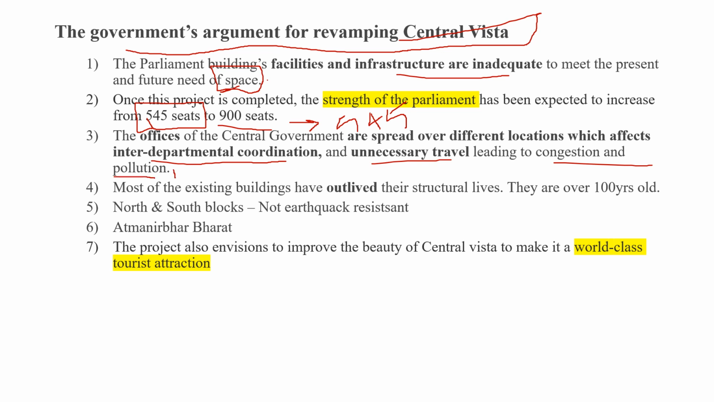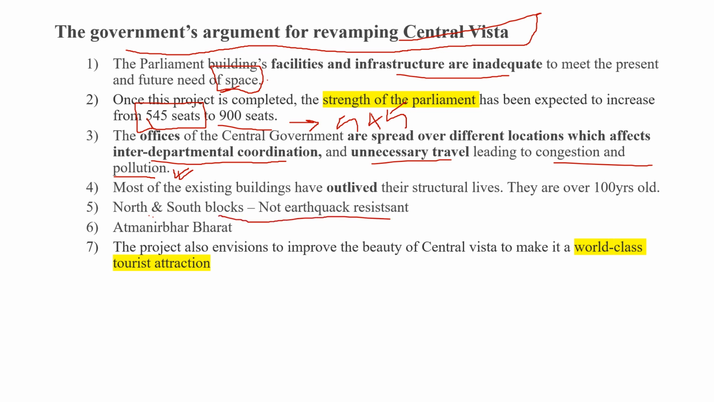You know that, right? Delhi is already a heavily polluted city, so this further increases the pollution, and it's a big problem for the citizens also to wait in traffic jams, because if the Prime Minister travels from that route, and also because of this, even the North and South Blocks are not earthquake resistant.